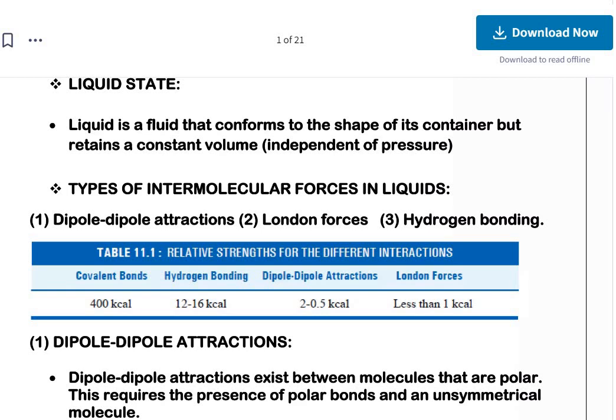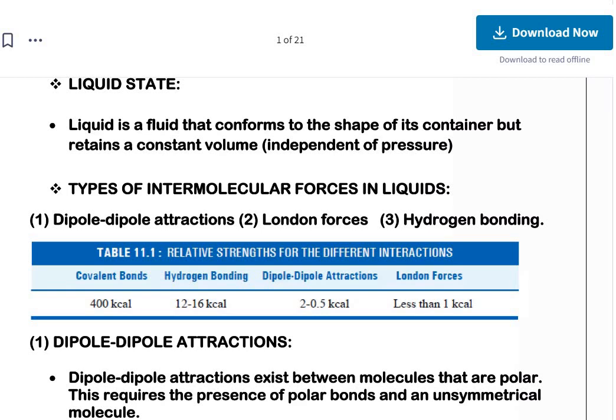Today in this video, we are going to learn about liquid state. You know my friend, solid state, liquid state and gaseous state. These three are very important chapters for chemists. So in this video, we will learn about liquid state.